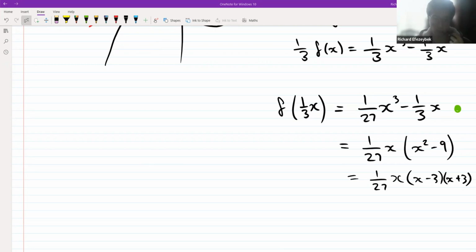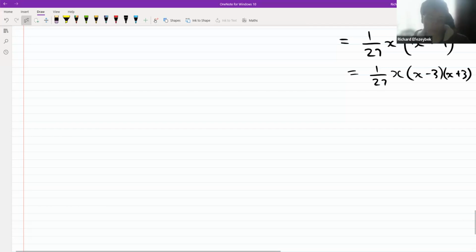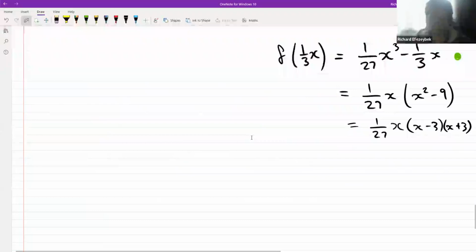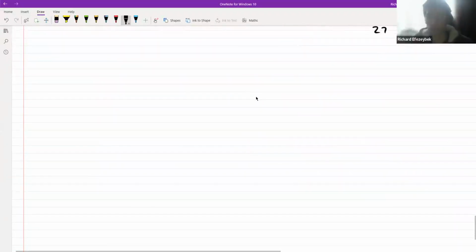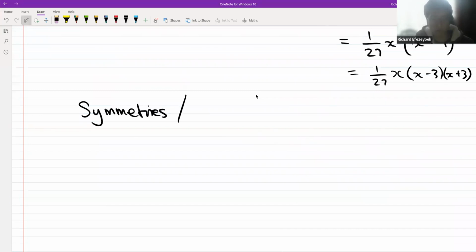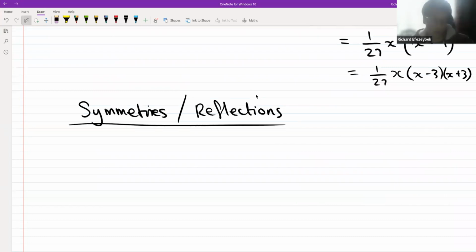They also mention graphs of reciprocals on here, so the graphs of y equals k over x and k over x squared. I'll probably look at those in a moment, but there are 2 more transformations, which are the symmetries or reflections. I'm going to just do the ones that are on syllabus, which are reflections in 2 axes.